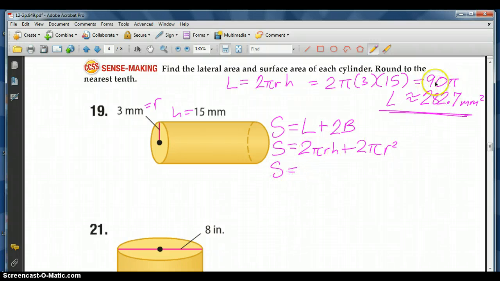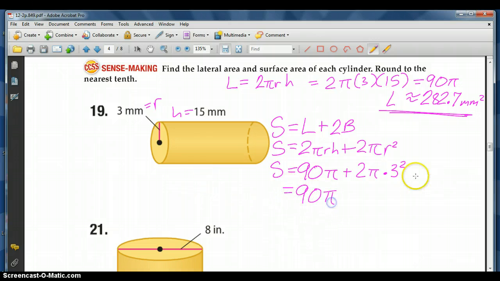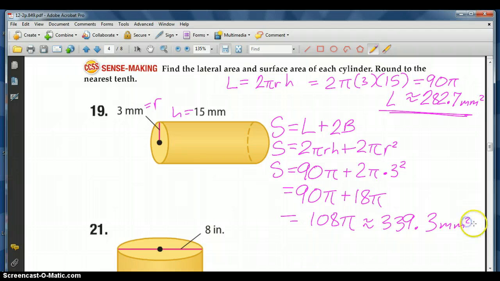Well, since I already know my lateral area is 90 pi, I'm going to substitute that in. And my radius is 3, so 3 squared goes there. So 9 times 2 will give me 18 pi. And in terms of pi, I get 108 pi, which is approximately 339.3 square millimeters.